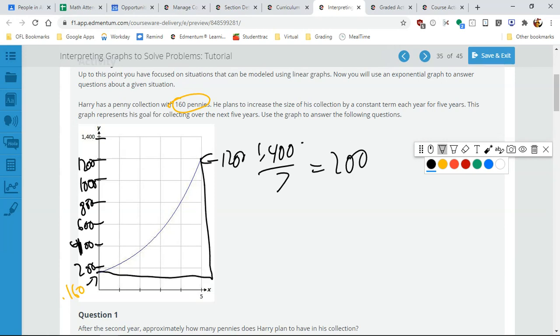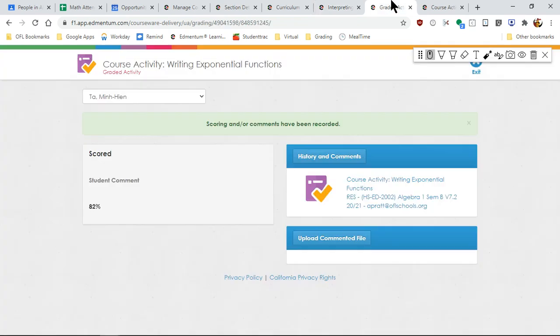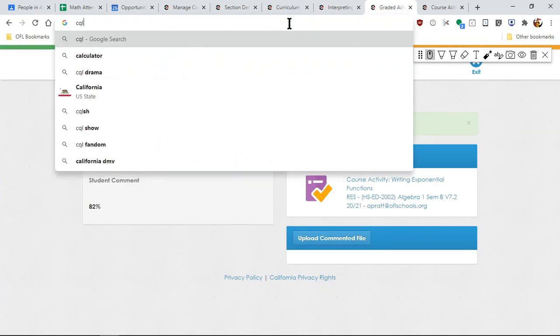So what they're asking us to do is to find the rise. Remember, slope is rise over run. Right now, they just want us to see how much we are increasing it by. So we're going to increase it by 1,200 minus 160.